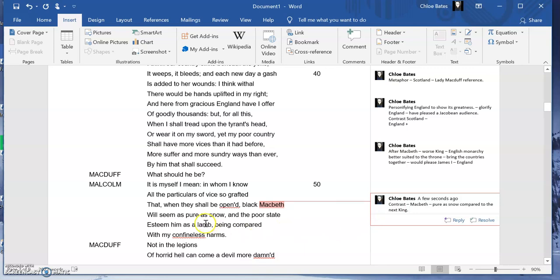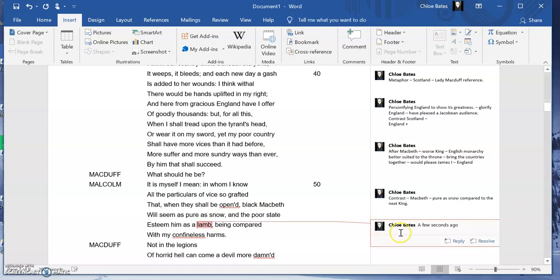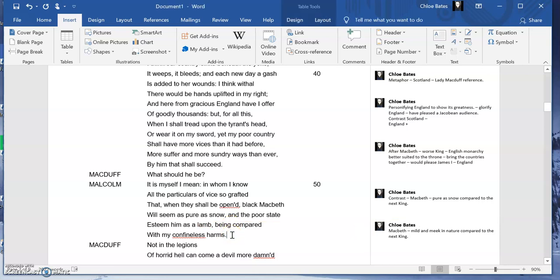And also we have here, you will see Macbeth described as a lamb to be mild and meek in nature, compared to the next king. So that's how much confidence Malcolm has in himself or the next king of Scotland, which he knows is him, but he's perhaps saying that he doesn't have the capabilities and would be even worse than what Macbeth is now, which is interesting. And remember, this is all testing Macduff, which is why Malcolm is saying it. And I will stop here and continue in part 2.